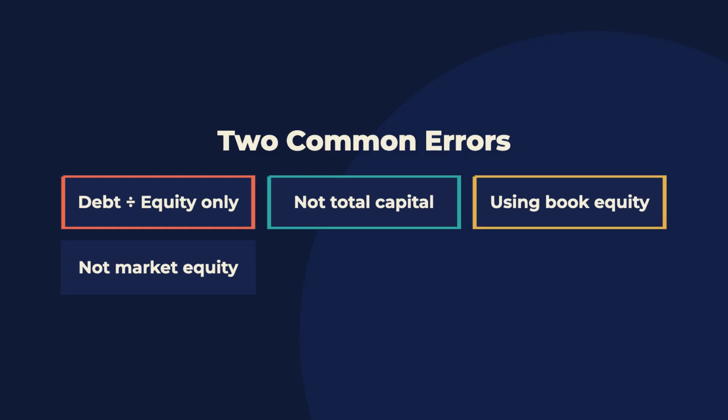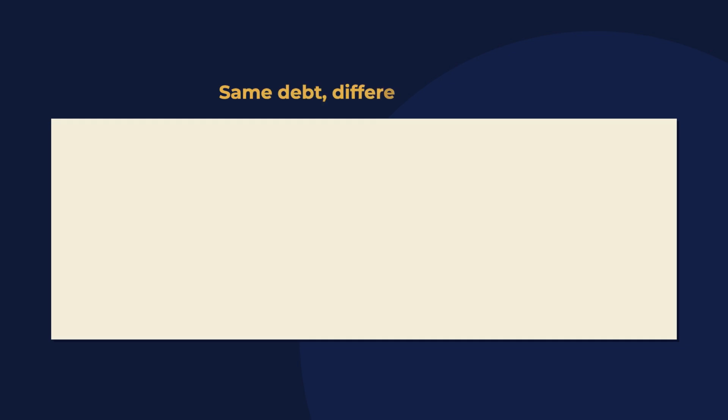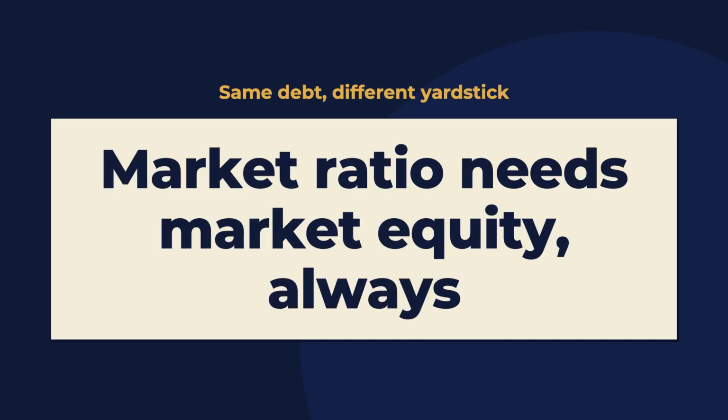A second error quietly swaps in book equity, mislabeling a book ratio of 40% as if it were the market figure. The debt never changed, only the yardstick on equity did, nearly tripling it and roughly halving the ratio. Whenever a prompt gives a share price, share count, and debt figure, build market equity, add debt, and divide to get the ratio that financing decisions actually rely on.